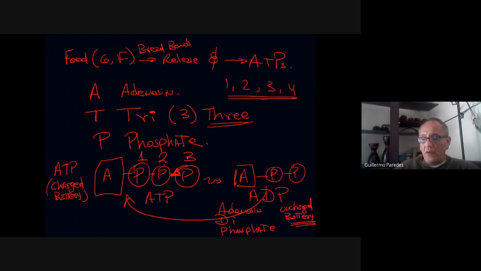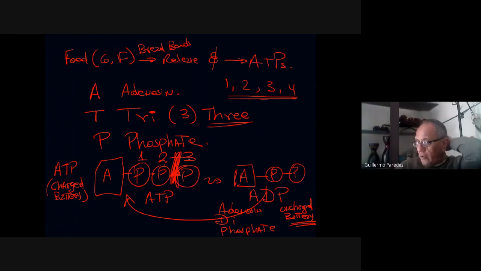So why is it important to know this? Because they're going to ask you in which bond is going to be the highest energy in the ATP. The highest energy of the ATP is between the second and the third phosphate, not between the first and the second. So here is where we have the highest energy of the ATP. You okay with that?